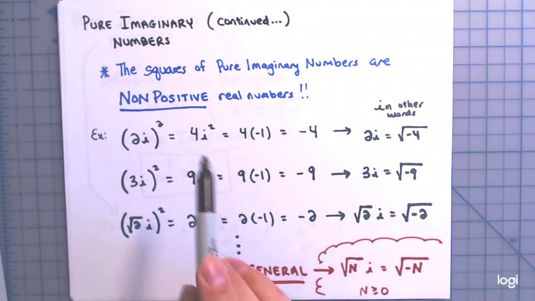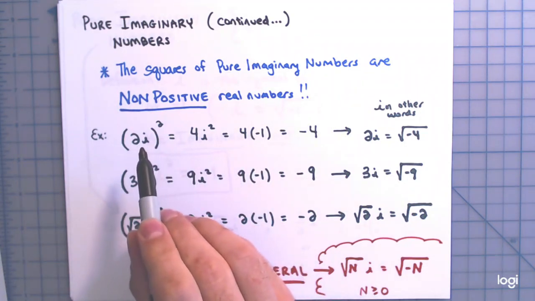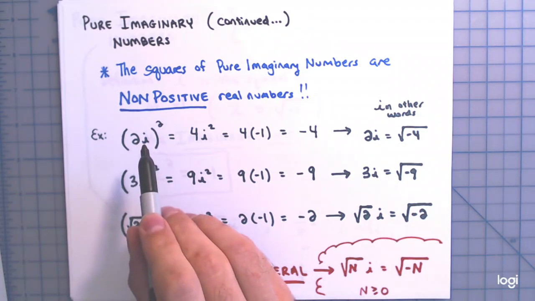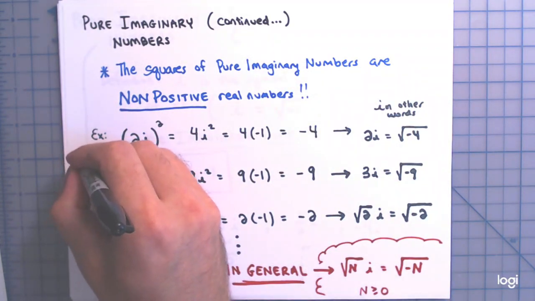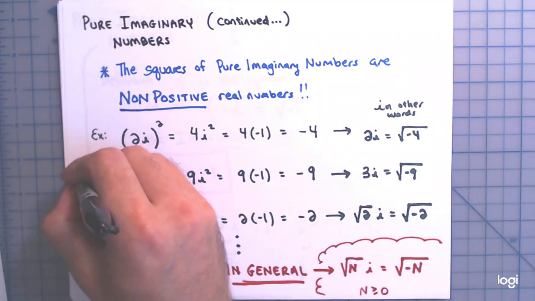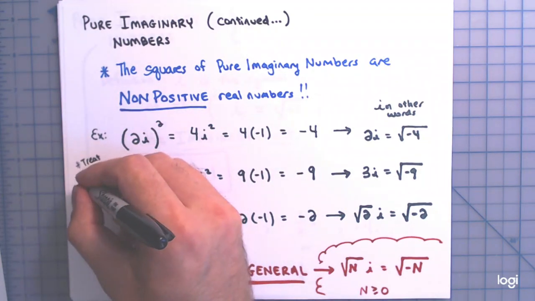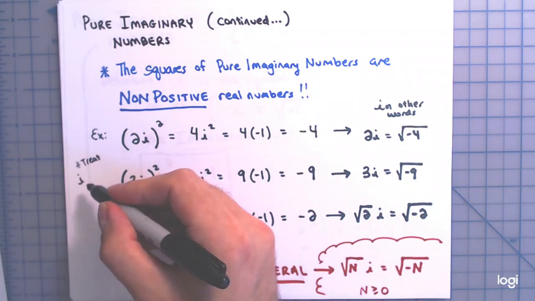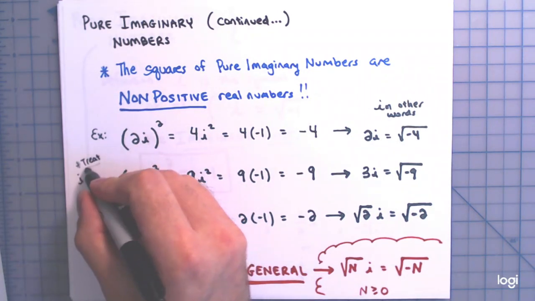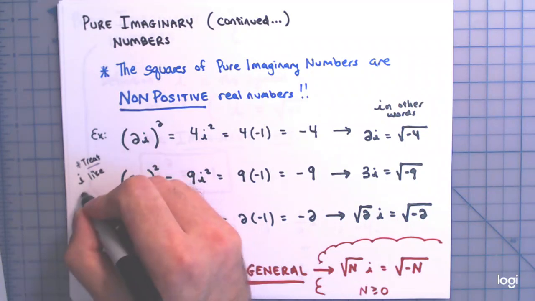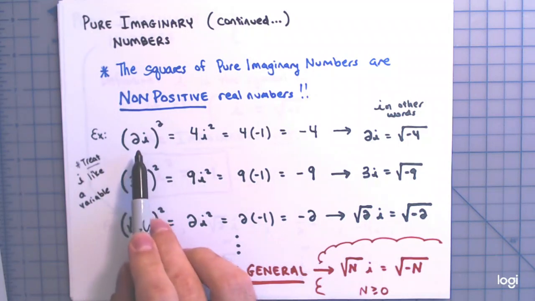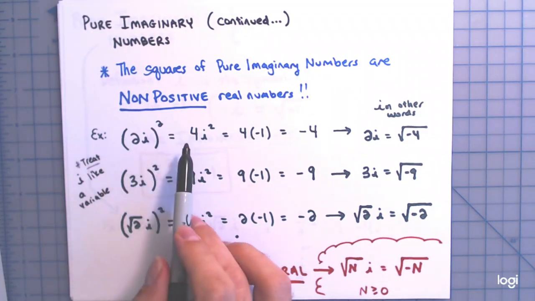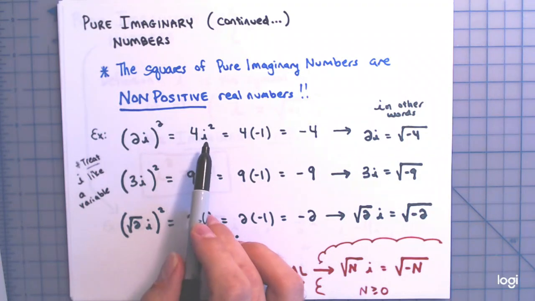So for example, 2i. That's one of these pure imaginaries, it's a real number times I. 2i, when I square it, and you can treat I like a variable sometimes, even though it is not, because it's not like x or y or whatever. It actually means something. I is the square root of -1. But you can treat I like a variable in a lot of cases. And so when I take 2i times 2i, that's 4 times I squared, 4i squared.